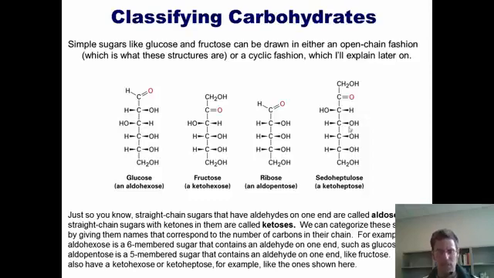We can categorize these sugars further by giving them names that correspond to the number of carbons in their chains. For example, an aldohexose is a 6-membered sugar that contains an aldehyde on one end. So glucose is indeed an aldohexose. An aldopentose is a 5-membered sugar that contains an aldehyde on one end. Ribose is an aldopentose. We also have ketohexoses, or a ketoheptose, for example. Fructose here is a ketohexose because it's got a ketone in it and it's got 6 carbons in its chain. And acetoheptulose is a ketoheptose. It's got 7 carbons in its chain and has a ketone inside it.